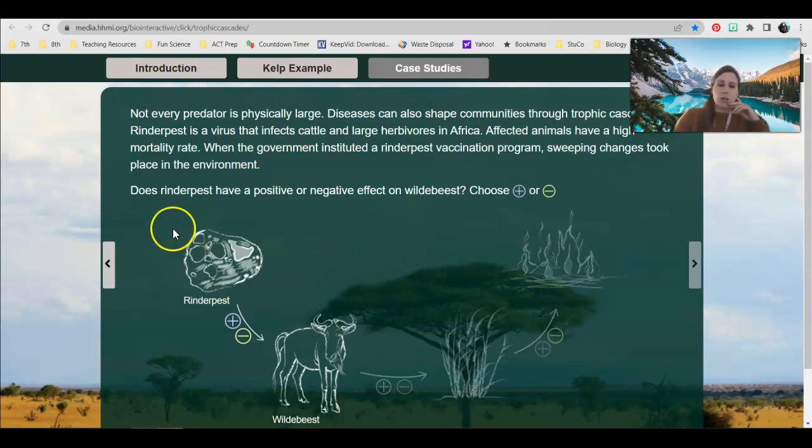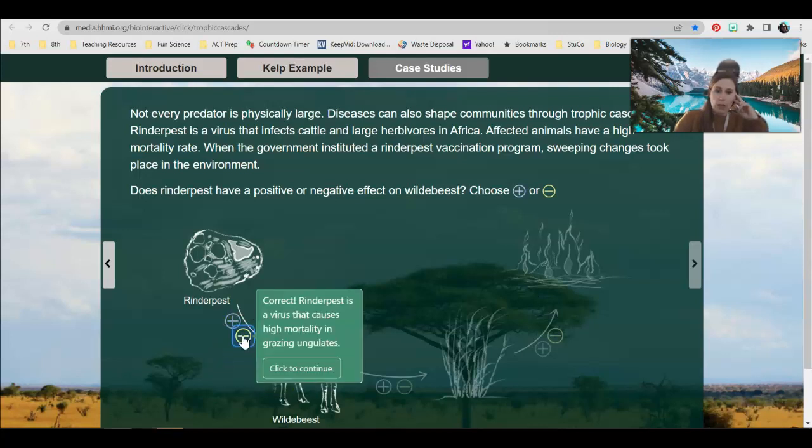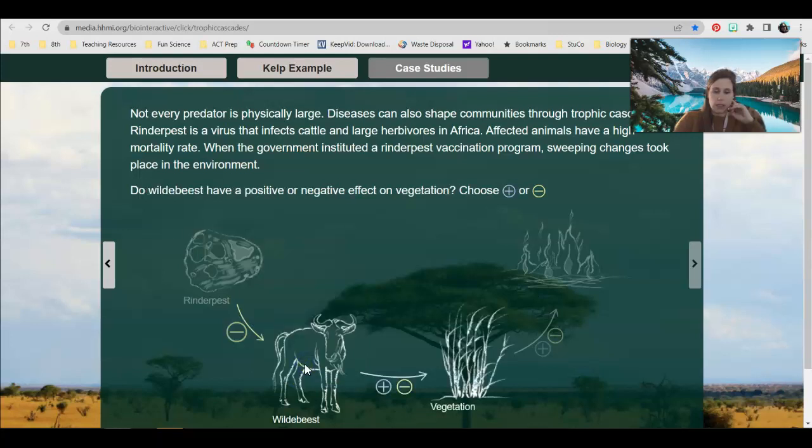So what you guys are going to do is you're going to go through and click. We know that rinderpest is a virus that infects wildebeest and kills them. So this would be a negative effect. So I would click the negative, and then I can see that I'm correct. Correct, rinderpest is a virus that actually causes high mortality in grazing ungulates. So it has a negative effect on the wildebeest.